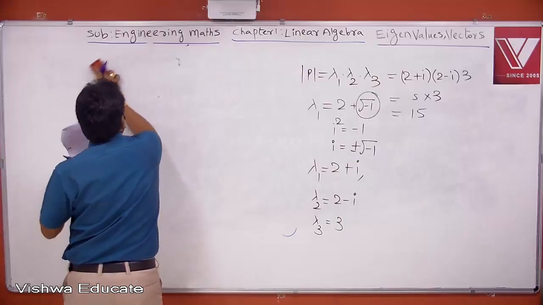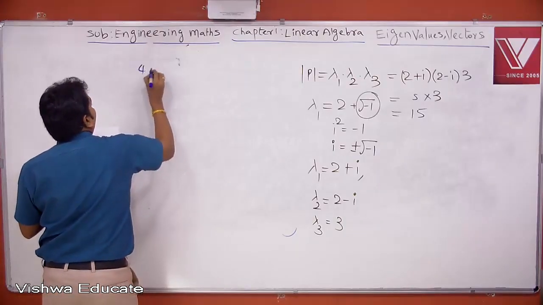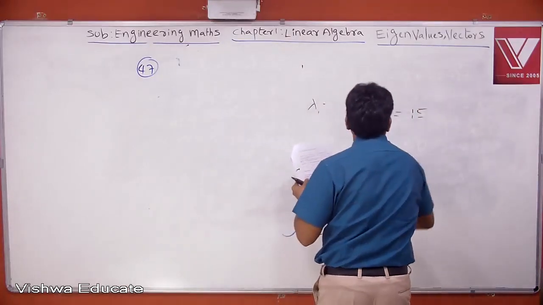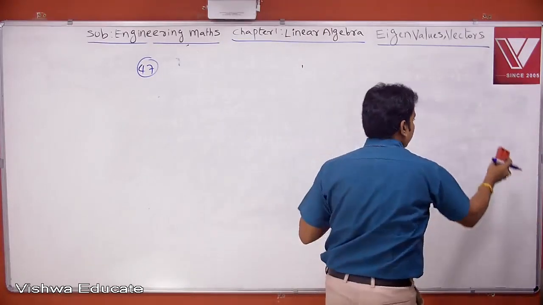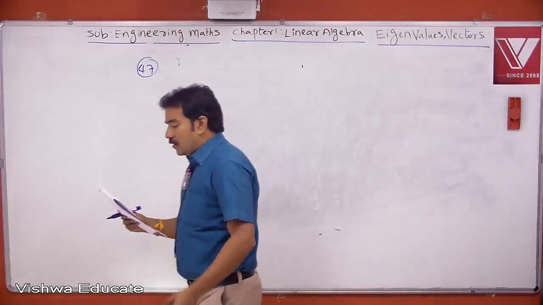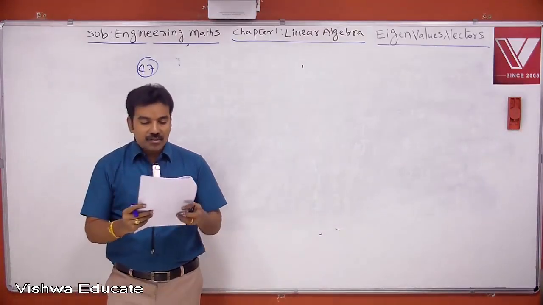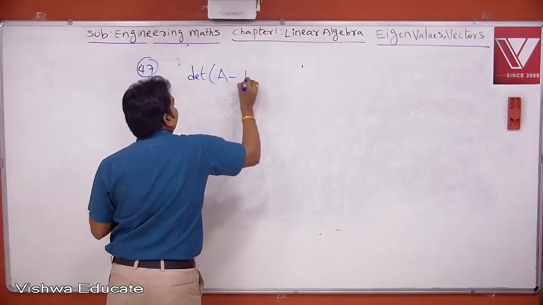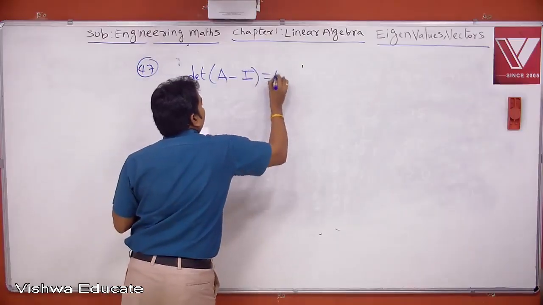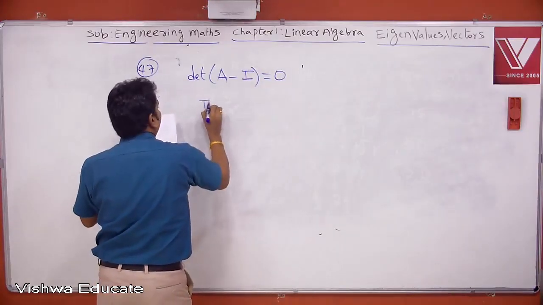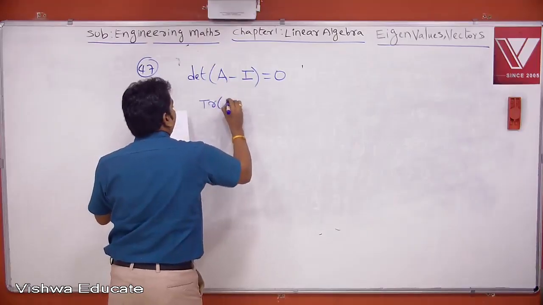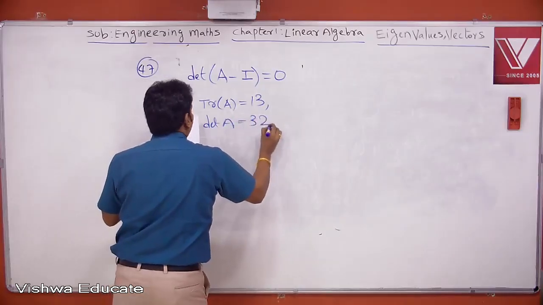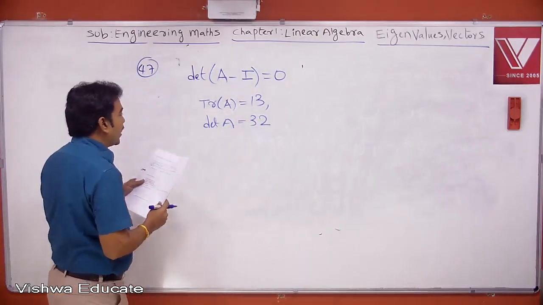Question number 47. Given that A is a 3 by 3 real matrix such that det of (A minus I) equals 0, trace of A equals 13, and det A equals 32. What are they asking? The sum of squares of eigenvalues of A.